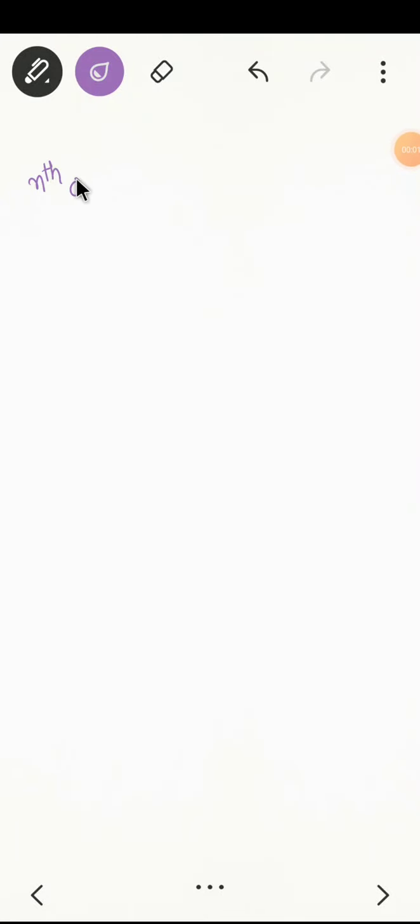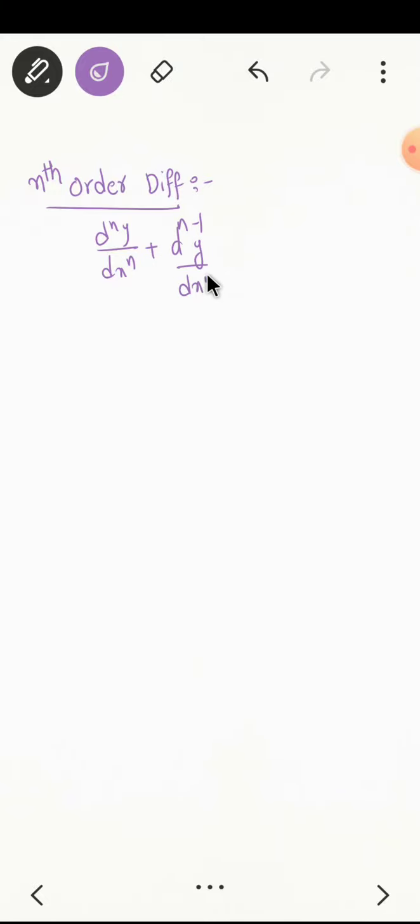nth order differential equations. That means d^n y/dx^n + d^(n-1) y/dx^(n-1) and so on, that will proceed. Such type of equations we call nth order differential equations. How will you find the solution for such type of differential equations?